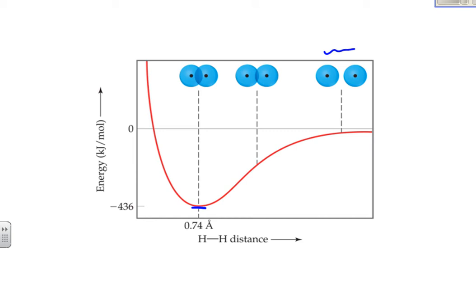Now, if we start to put these two atoms even closer together, you can imagine that the nuclei, which are positively charged, are going to start to push against each other. There's going to be electron-electron repulsion, and that stability of overlapping the orbitals starts to be outweighed by the repulsive forces between the electrostatics that are going on there.